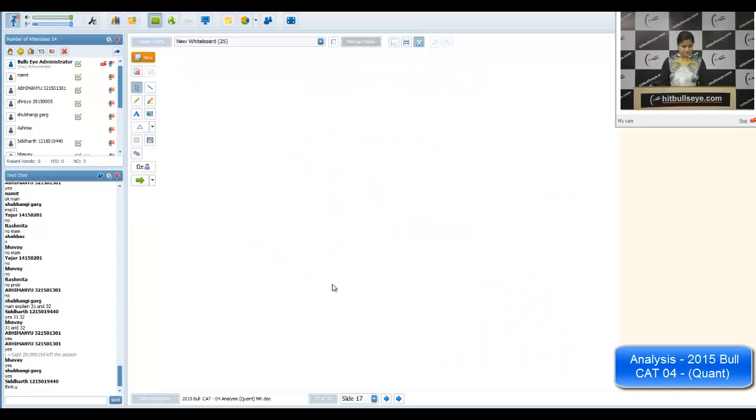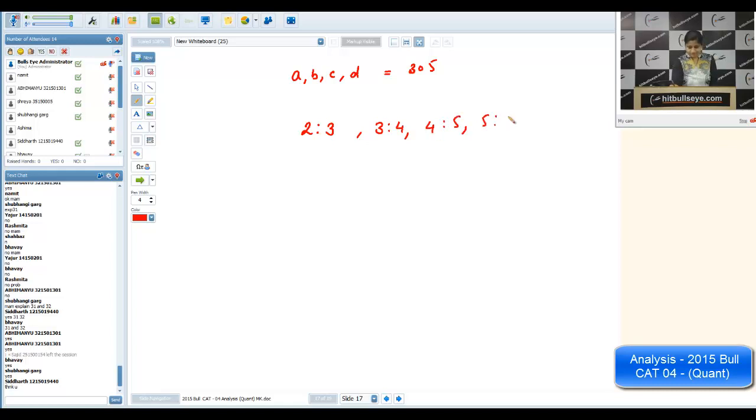The 32nd question was: the sum of 4 natural numbers is 305. There are 4 numbers A, B, C, D, say. The sum is given as 305. Now the important part, the ratios are given. 2 is to 3. 3 is to 4. 4 is to 5. 5 is to 6. 8 is to 9. And 15 is to 16.